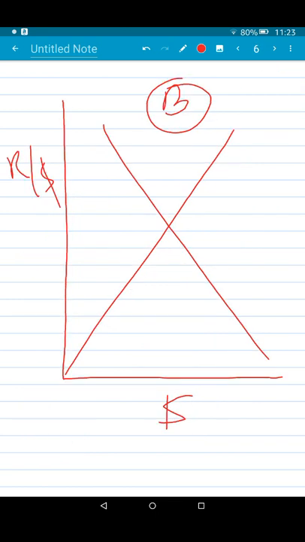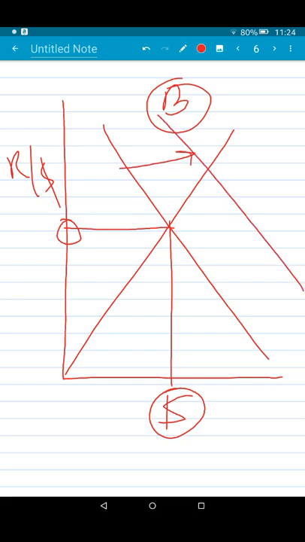Now let us understand with country B. Country B has this exchange rate. Since country B is now demanding foreign currency in the market, which means they are demanding dollars, the demand curve will shift to right. And since they are demanding dollars, the supply of dollars in the international market will reduce, so the supply curve will shift to left.